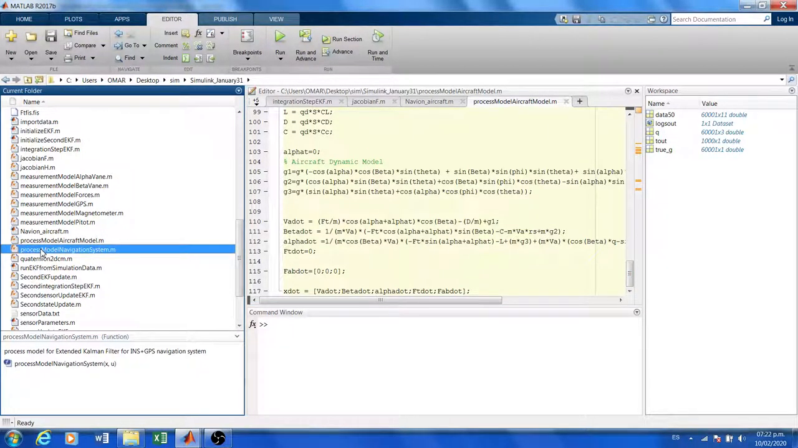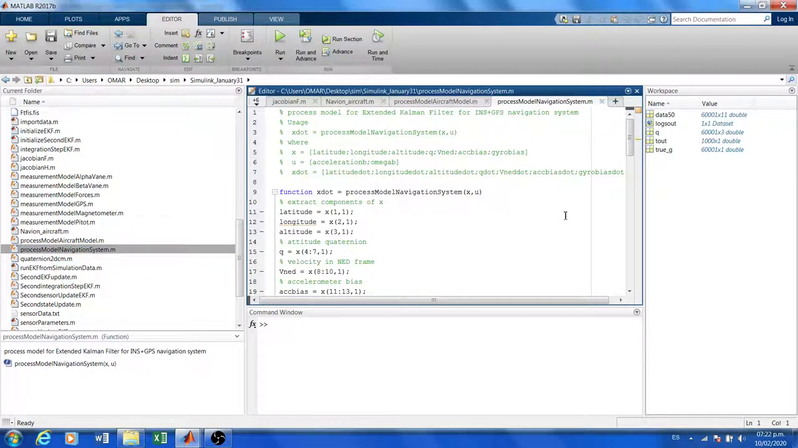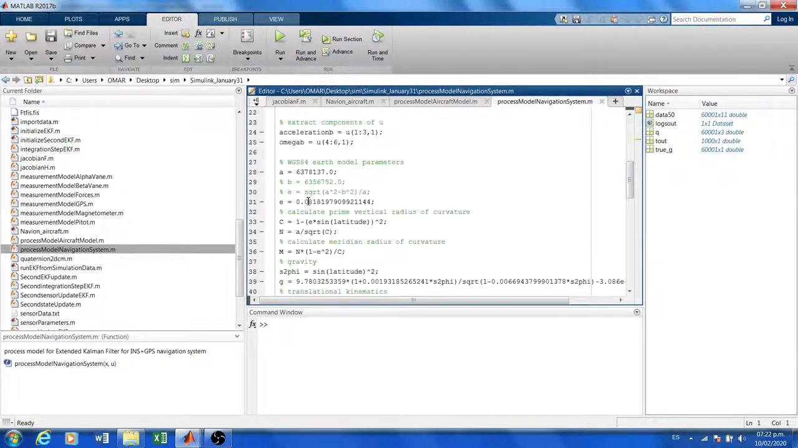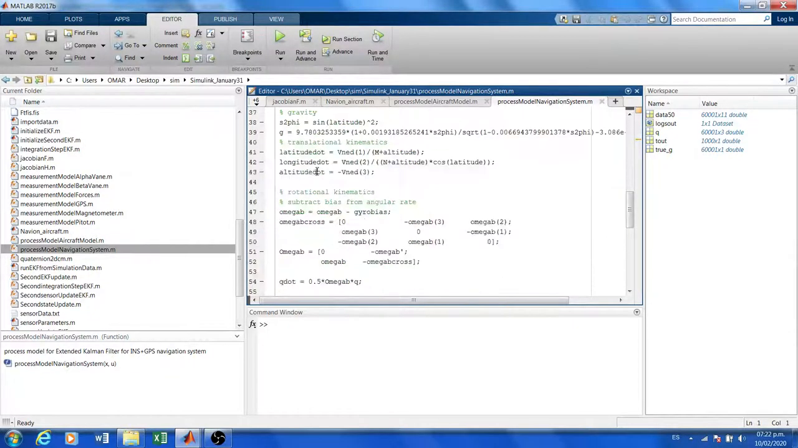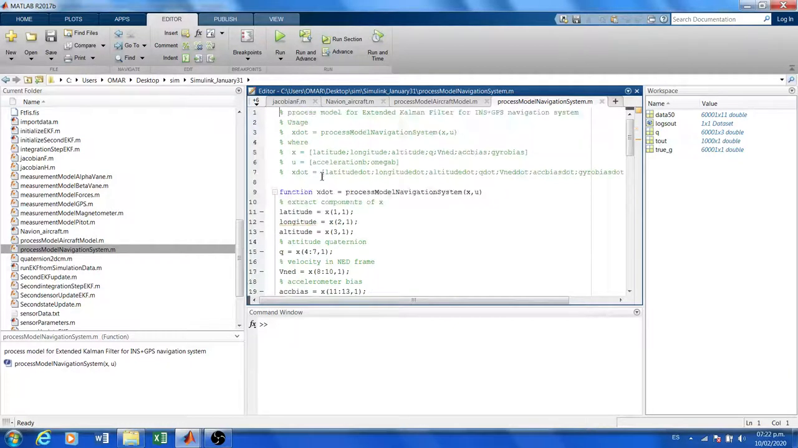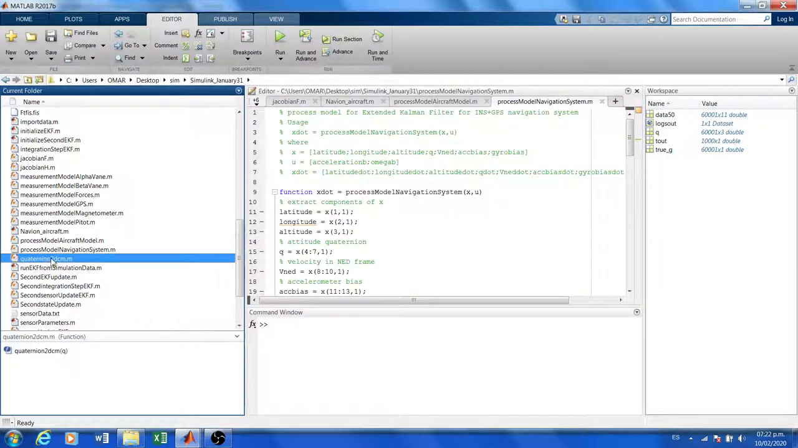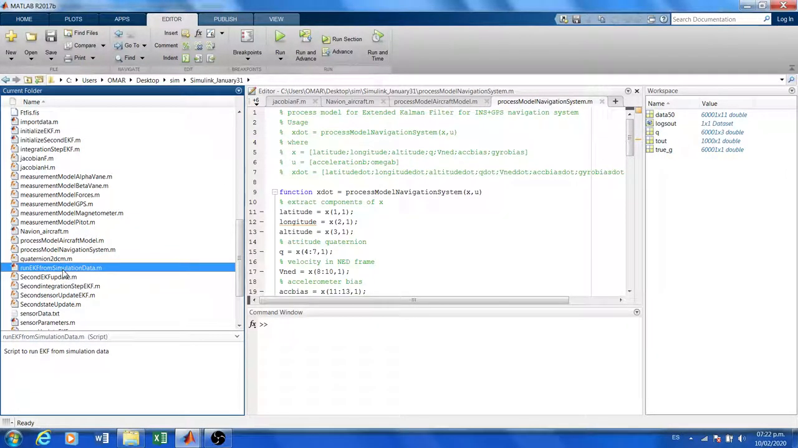This is the process model of the first extended Kalman filter. I did this in Australia, remember, with this? So this is the first Kalman filter, the process of the system. This is a function that converts quaternion to direction cosine matrix. I run the extended Kalman filter in MATLAB from simulation data. This was at the beginning, it's no longer used right now, but I'm not erasing all these functions.